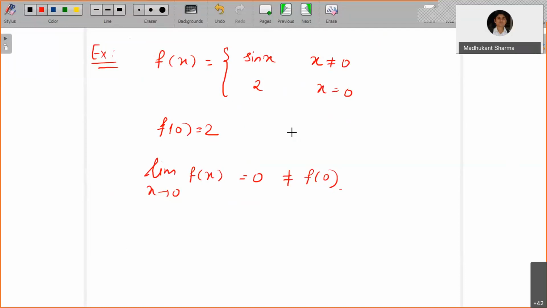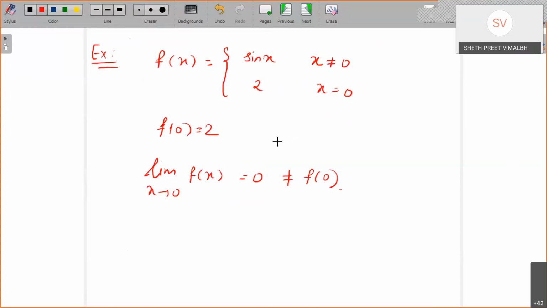Did you get my answer? Yes, sir. Okay, so first, limit may or may not exist. If it exists, it may or may not equal the function value at that point. First of all, function should be defined at that point. Then only you can say C is a part of it.